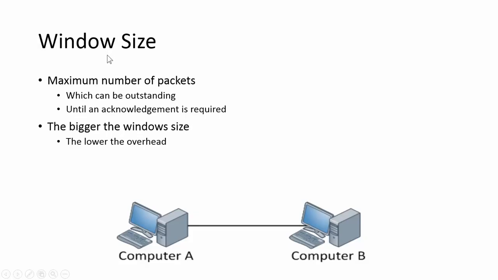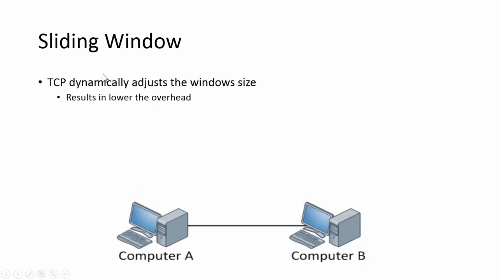The window size is the maximum number of packets which can be outstanding until an acknowledgement is required. And the bigger the window size, the lower the overhead. Sliding window is a feature of TCP/IP, and what TCP can do is dynamically increase the window size. If it finds that it's not getting a lot of errors, it increases the window size, and that can result in significantly lower overhead.